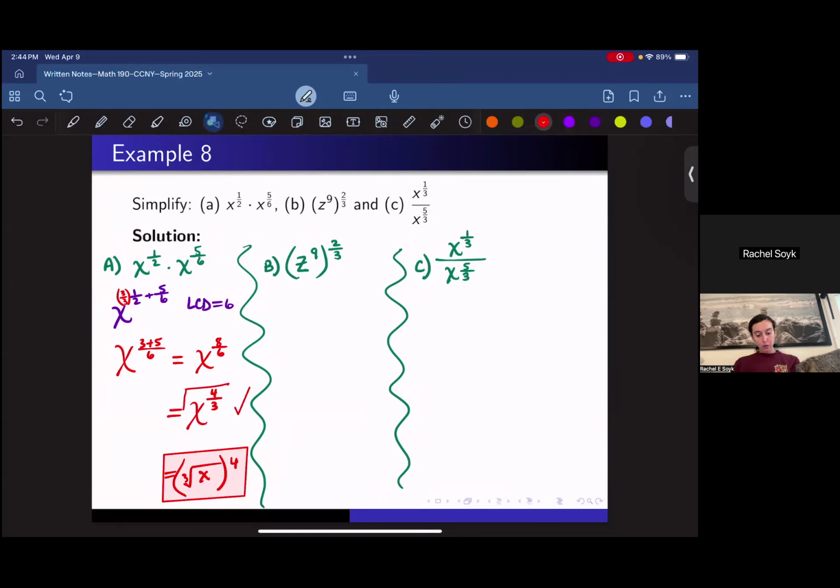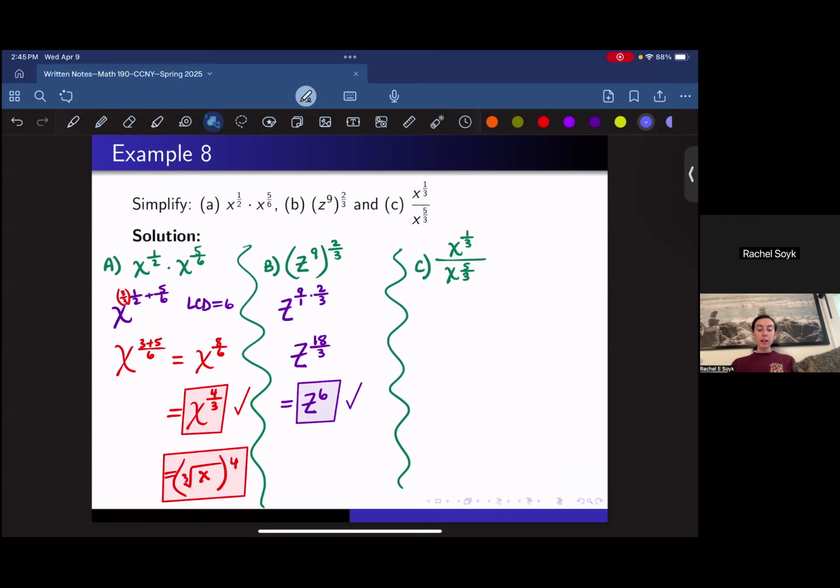Let's move on to part B. When we are raising a term to an exponent, we multiply the exponents. So we're looking at z to the 9, as a fraction 9 over 1, times 2/3. Multiply straight across and we get 18 over 3, and 3 goes into 18 6 times. So our final result is just z to the 6th.